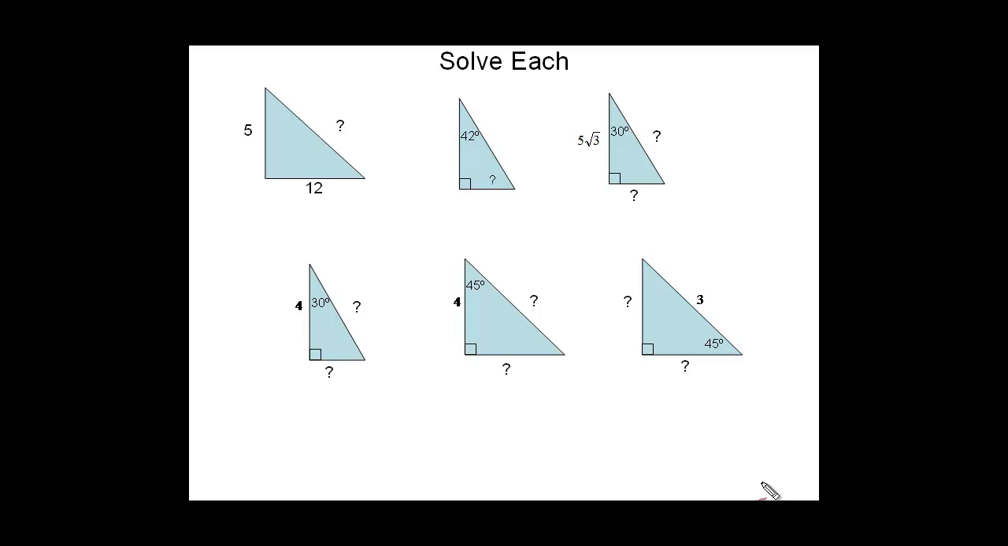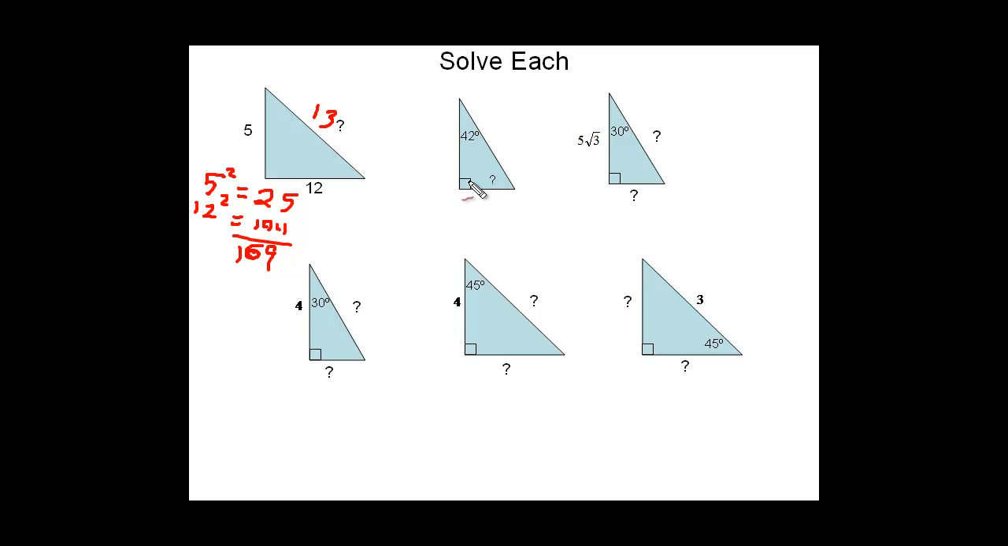Okay, we'll go through and work each one of these. The first one, you take 5 squared, 12 squared, that's 25, that's 144. Add those up, you get 169. When you square root that, you'll get 13.